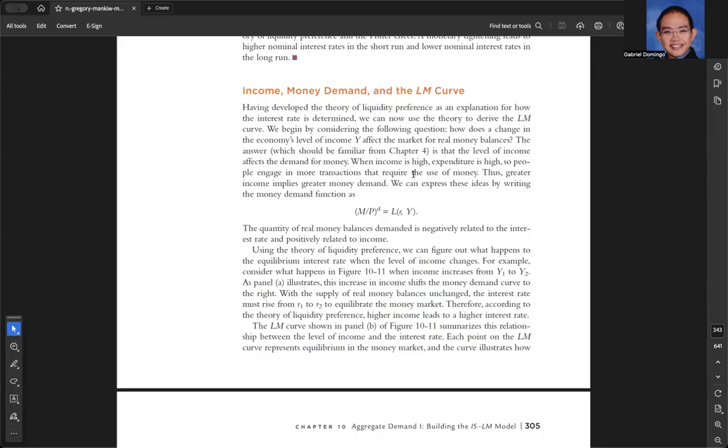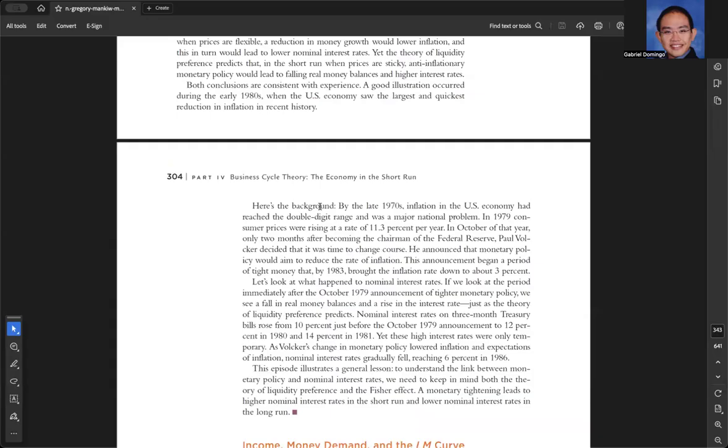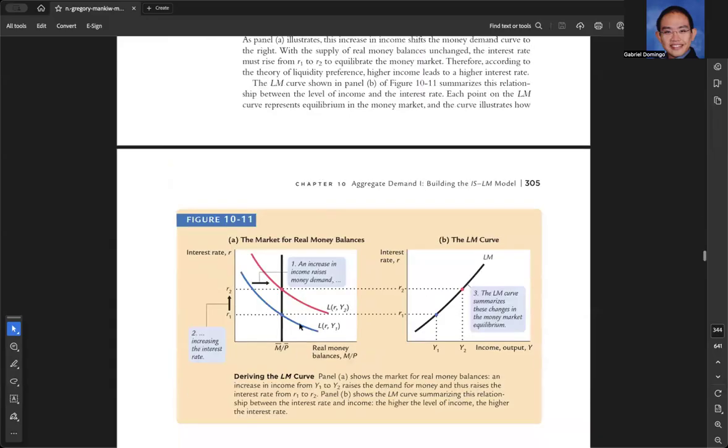When income is high, expenditure is high, and people engage in more transactions, that requires the use of money. And money allows you to become liquid. That's why money and liquidity go together in this model. Thus greater income implies greater money demand. So you can imagine that here's your demand for money. An increase in Y or income will shift the demand for money out.